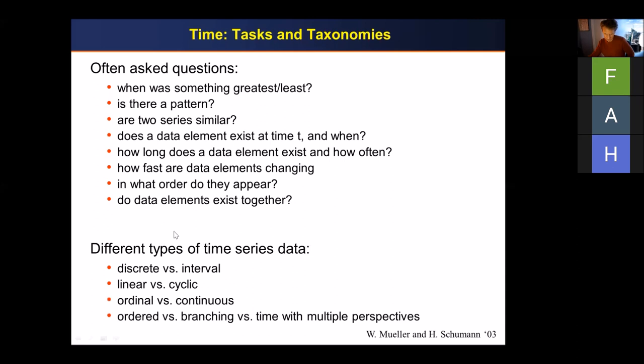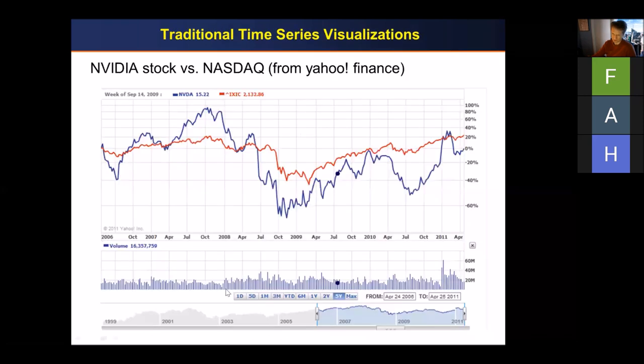So there are different types of time series. There is discrete versus interval, linear versus cyclic, ordinal versus continuous, ordered versus branching, right? Basically, this is the time primitives perspective. You can look at the time, but from a different vantage point, okay? So I have a little example of this soon.